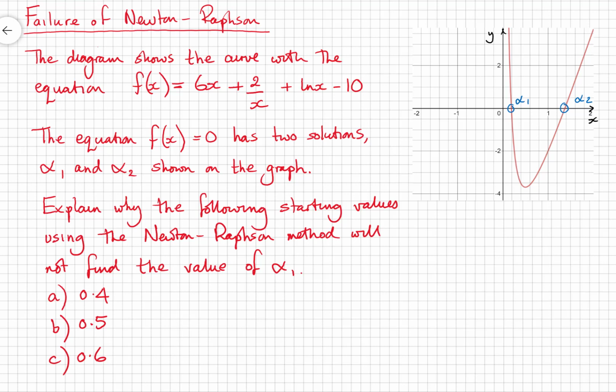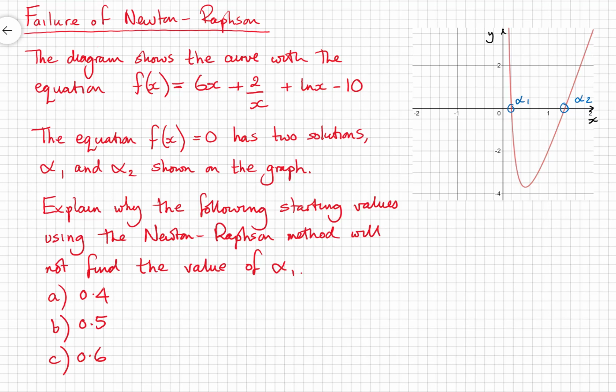In this video, we're going to look at reasons why the Newton-Raphson method sometimes fails, and we're going to do it by means of the example that is shown here. The function is a rather complex one, and so the graph has been provided. f of x is equal to 6x plus 2 over x plus ln x minus 10. There are two roots to the equation f of x is equal to 0, alpha 1 and alpha 2, and they're shown also on the graph.